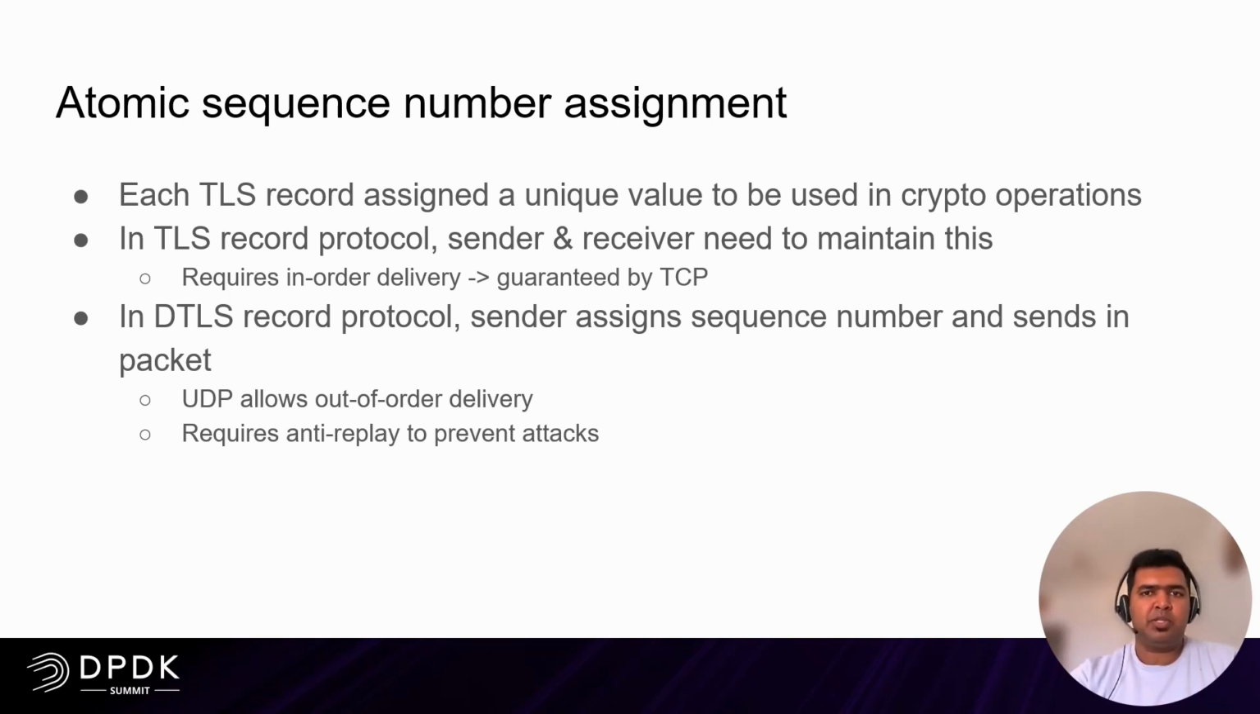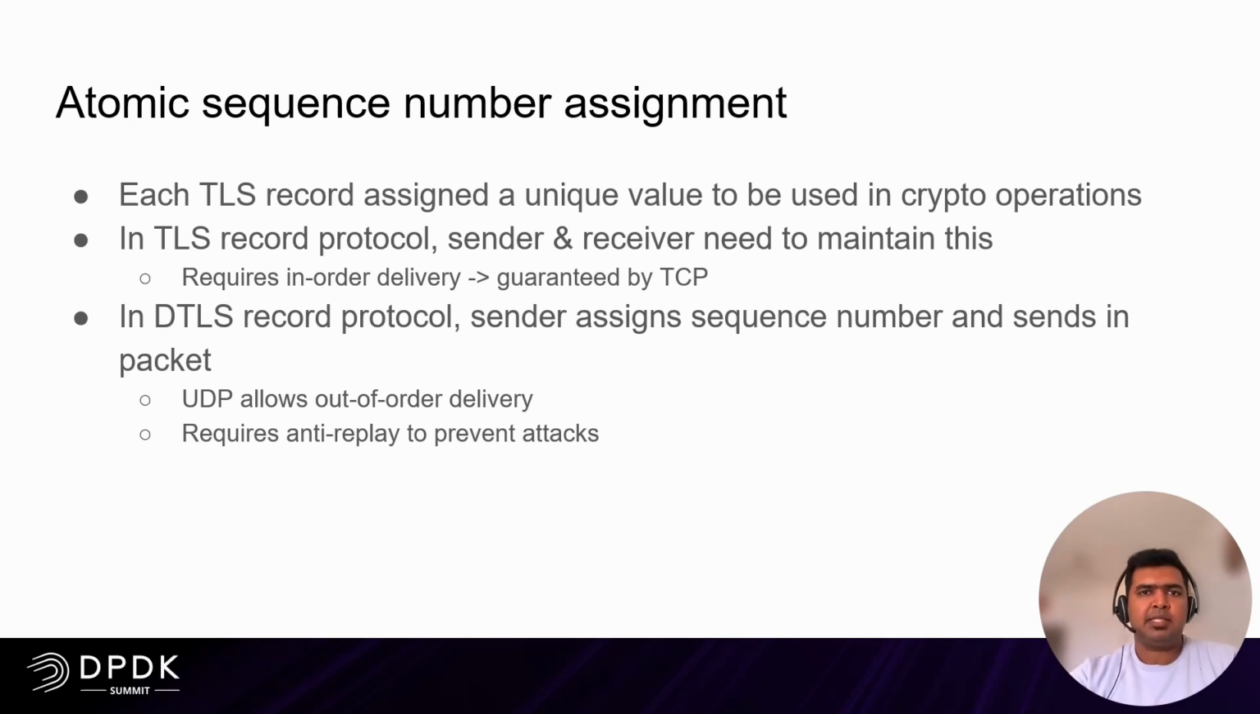With TLS, both the sender and the receiver maintain a sequence number and increment the value synchronously. This means that TLS expects perfect in-order delivery, and this is possible since TLS is on top of TCP. So how does DTLS work, which is on top of UDP? UDP doesn't guarantee in-order delivery of packets, and so DTLS behaves differently.